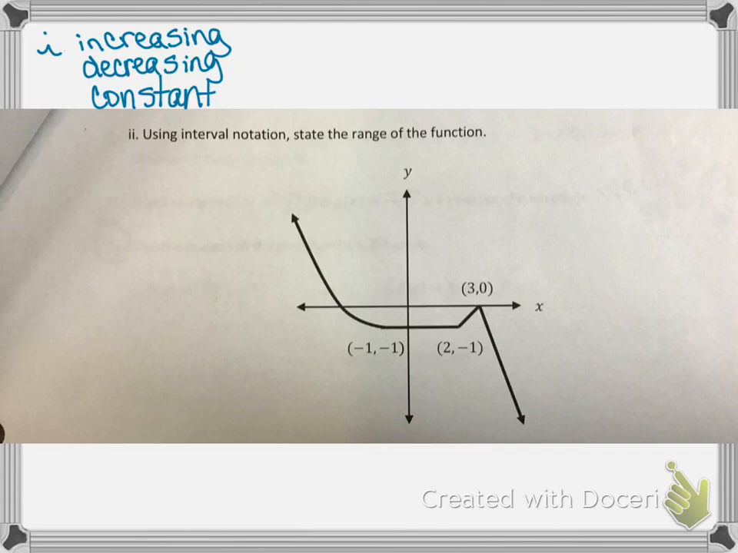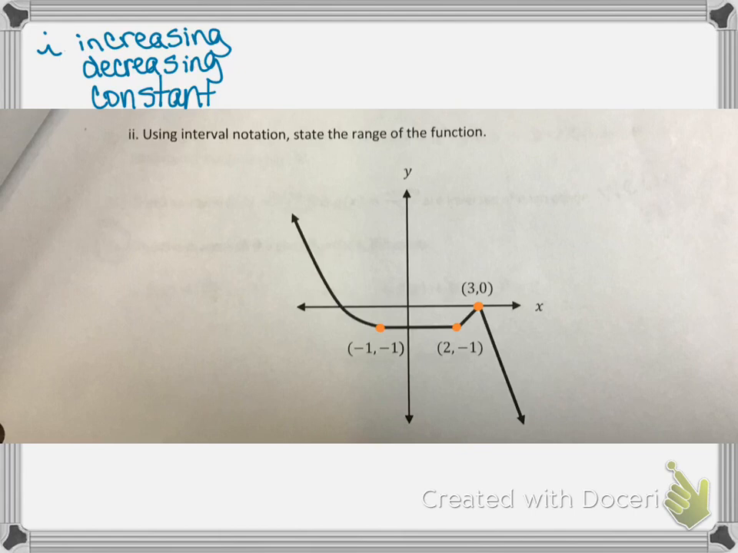A couple of things that I want to point out. Right here, we've got the point -1, -1. This point right here is 2, -1. And this point right here is 3, 0. Now, when you are faced with a graph like this, it is always a good idea to write down those points, the points where you see a change in direction. If you do that, then you're able to focus more on these x values.